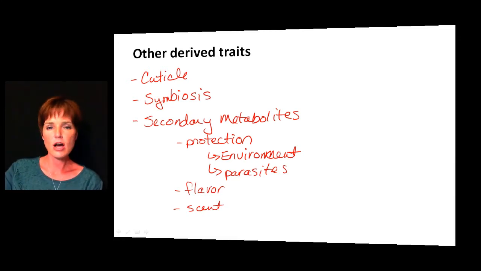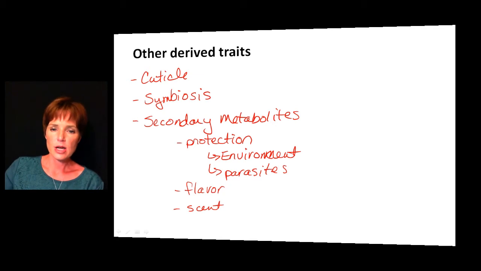So when you take all of these things together that we've talked about for derived traits, these are things that helped those land plants to do better on dry land. There were benefits to being on dry land, but first they had to be able to cope with the challenges that the dry land would have provided.